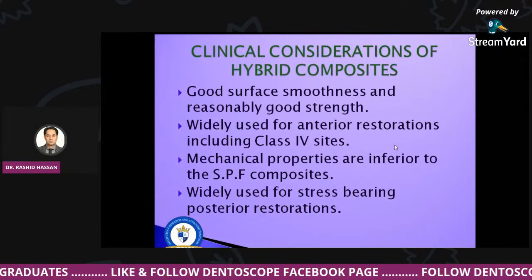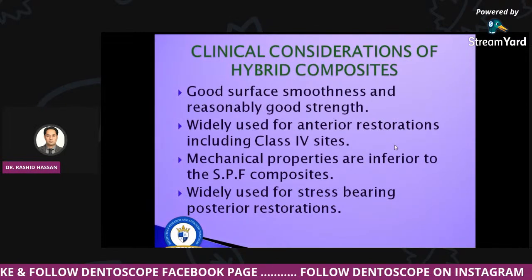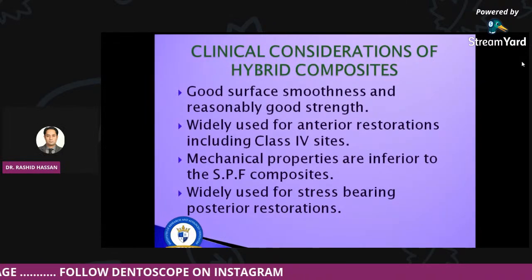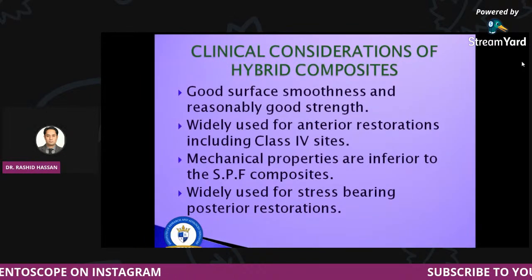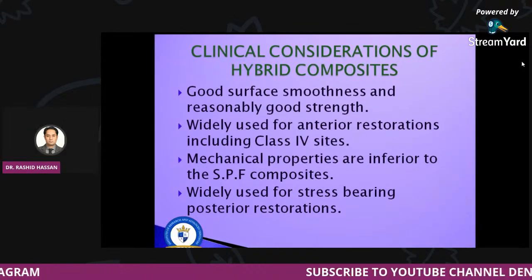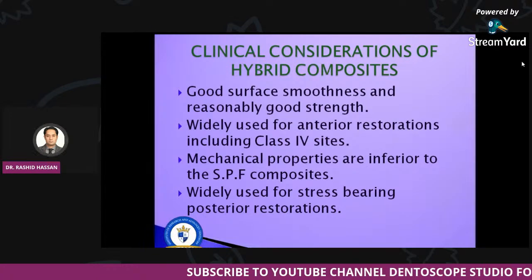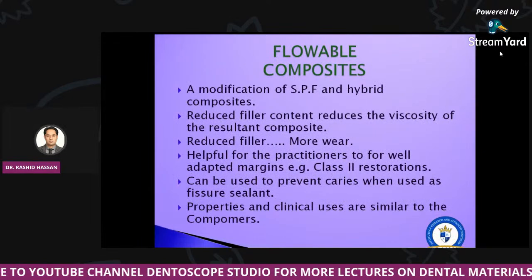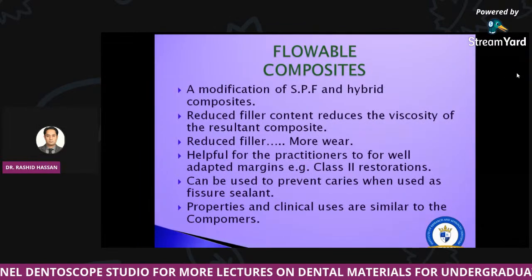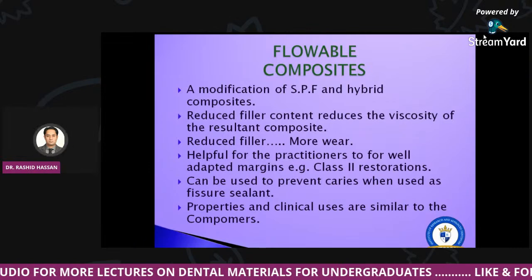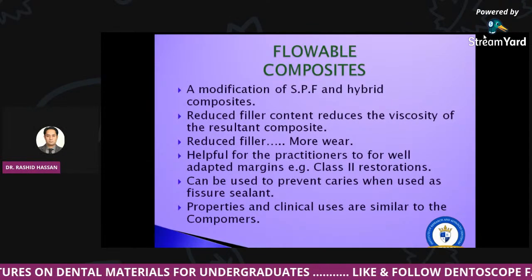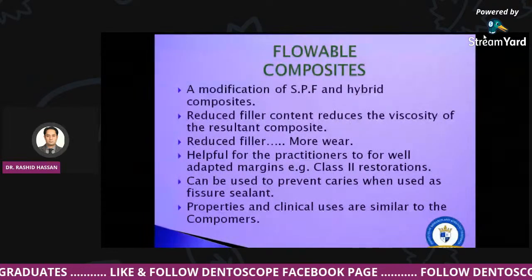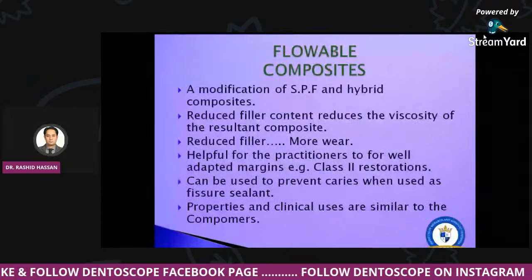Well, the hybrid composites, as I told you, are most commonly used these days, because almost all the composites that we use are hybrid, only because they can be used in the high stress areas in the posterior regions. Now let's talk about the two different types of hybrid composites. I told you that flowable and packable are the two special categories of the hybrid composites. Well, this is a modification of the SPF and the hybrid composite.